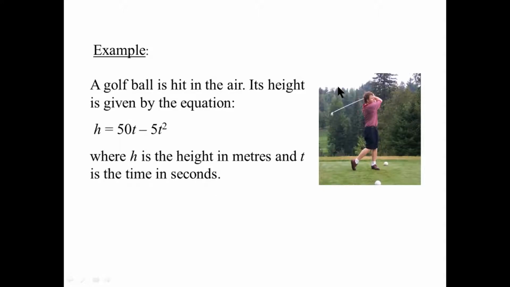Example, a golf ball is hit in the air. Its height is given by a quadratic function, where h is the height in meters and t is the time in seconds. Analyze this. Any projectile on Earth follows a parabola if you ignore other forces like spin and air currents. For example, a baseball home run follows a parabola through the air. A free throw in basketball follows a parabola through the air. A golf ball hit in the air will follow a parabola through the air if you ignore other forces.